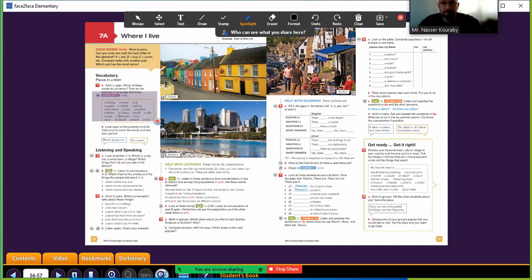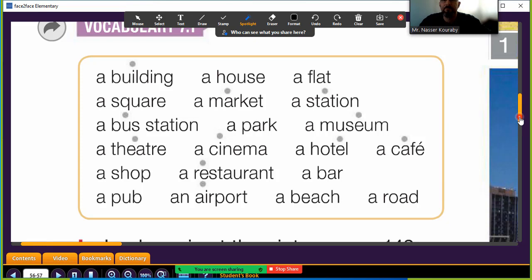Now let's go to page 56 again. And let's read together. Be careful before we read, guys. Here, we have some letters that we don't say. For example, we don't say the first b-u-i-l-d-i-n-g vowel wrongly. This is a big mistake. Building. Building. And here, be careful because people say museum wrongly. No, the stress is here. Look, the stress here. We say museum. Theater, cinema, hotel, cafe. Shop, restaurant, bar, airport, beach, and road. So repeat after me.